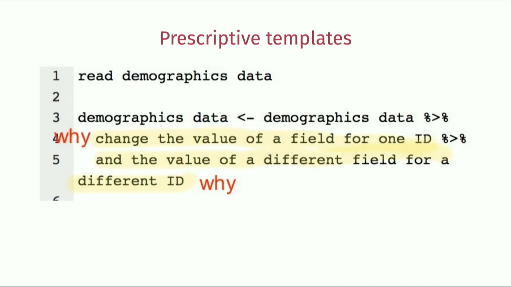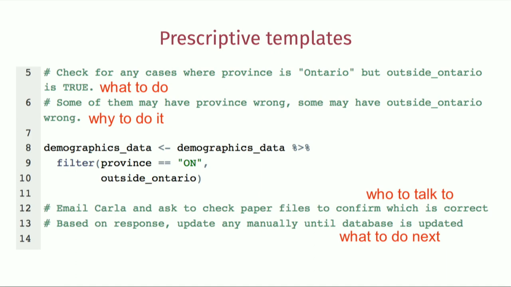So we've seen this before, but again, what my code used to look like is that I would take the data, change the value of a field for one ID, and the value of a different field for a different ID with no idea why I had done it. But what I replaced it with is something that looks like this.